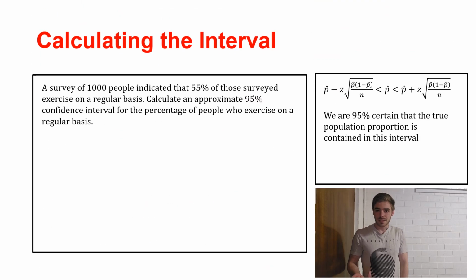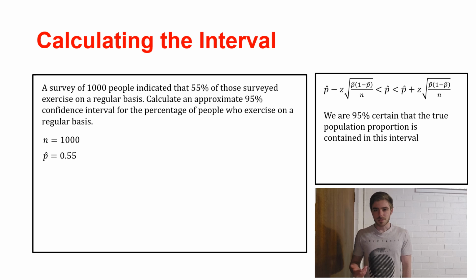Calculating the interval is actually a lot easier. It's just plug and play into the equation. This example here had a survey of 1,000 people, so n equals 1,000. We're told that 55% of people in the sample exercised regularly, so p hat is going to be 0.55. All we have to do is use that information to calculate our approximate 95% confidence interval.